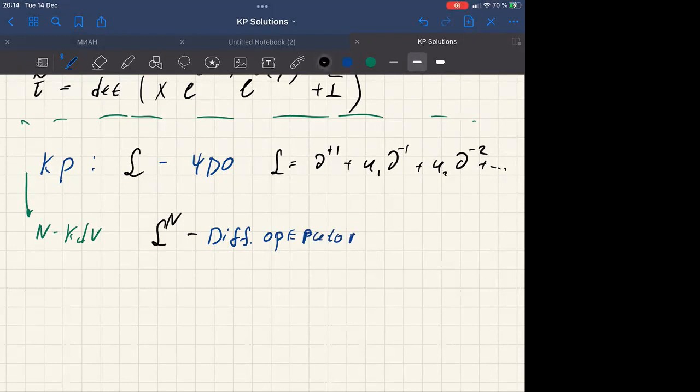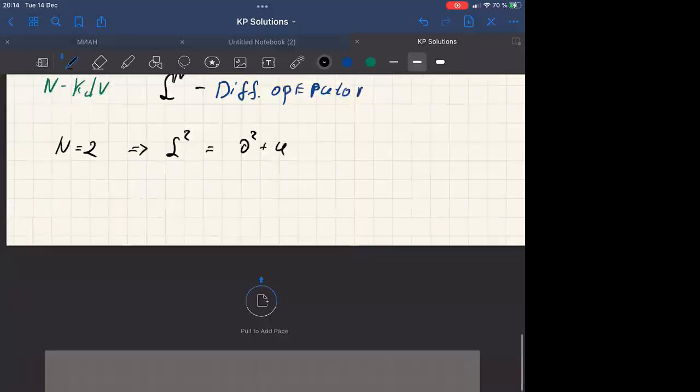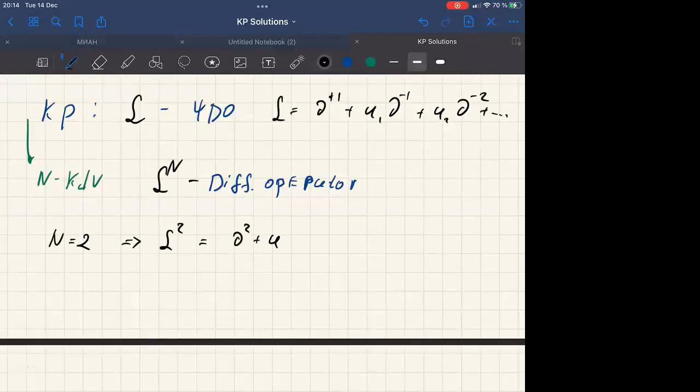But what does it mean? That for example, n equals to 2, then the square is equal to the square plus, which is a famous KdV case. We could also choose n equals 3. This will give us a Boussinesq equation, I guess. Okay. Is it clear? Yes. Okay.